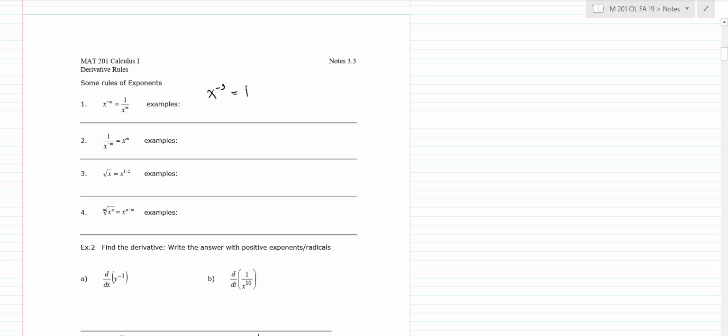The idea is, as an example, if you had x to the negative 3, that's the same as 1 over x to the third. I'm going to write something at the side. You don't have to write this down, but it shows how mathematicians reason this out.